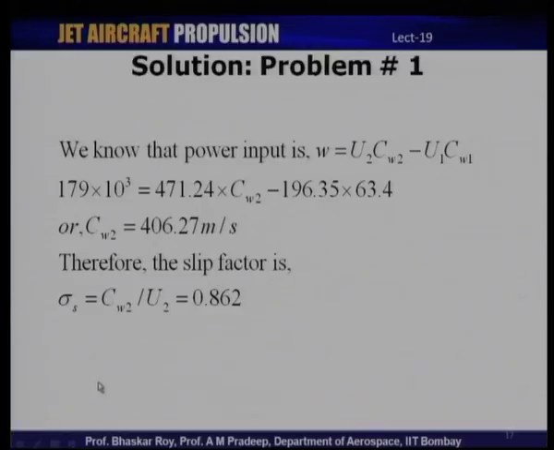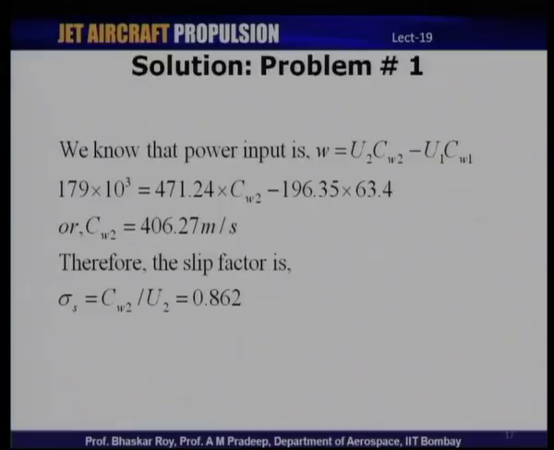Therefore, slip factor is basically the ratio of Cw2 and U2. Cw2 is 406.27, U2 we have calculated earlier, that is 471.24. So, we can calculate the slip factor as 0.862. So, 0.862 corresponds to the slip factor, which is basically the ratio of the whirl component of the velocity and the blade speed at the impeller outlet.